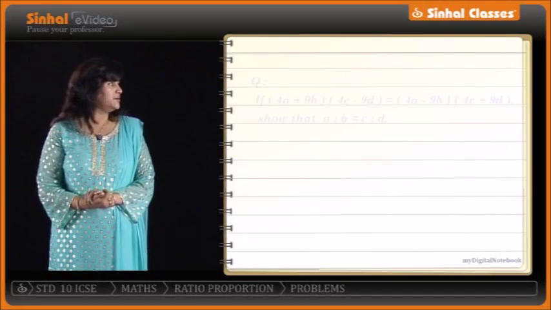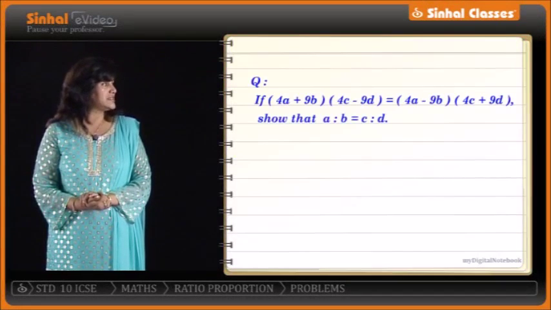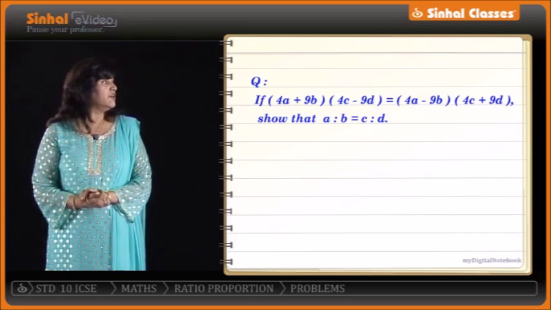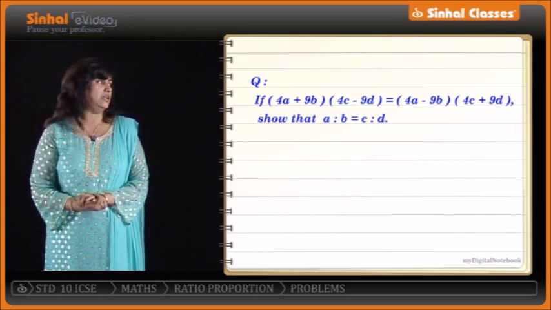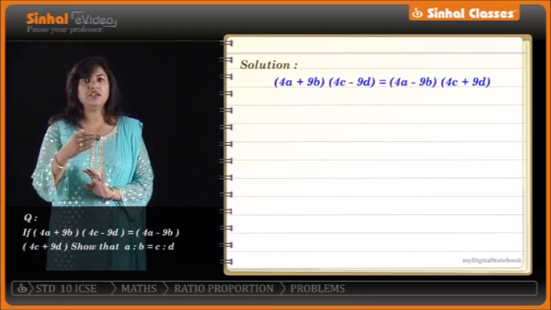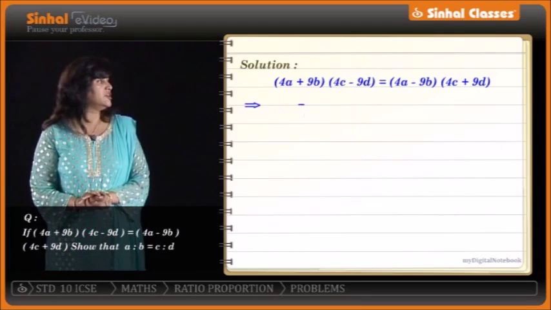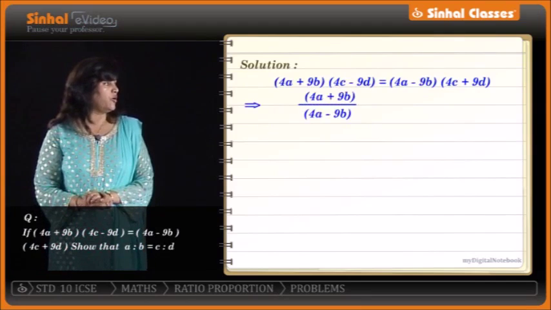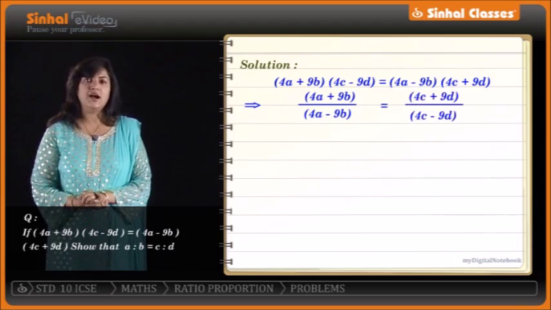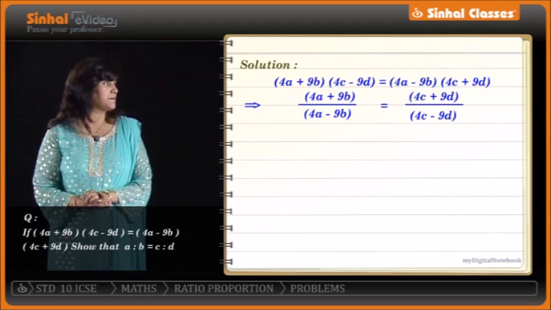Now, next problem. If 4a plus 9b into 4c minus 9d is equal to 4a minus 9b into 4c plus 9d, we want to show that a is to b is equal to c is to d. Now, we are given the two sides are equal, so we cross multiply and get 4a plus 9b upon 4a minus 9b is equal to 4c plus 9d upon 4c minus 9d.